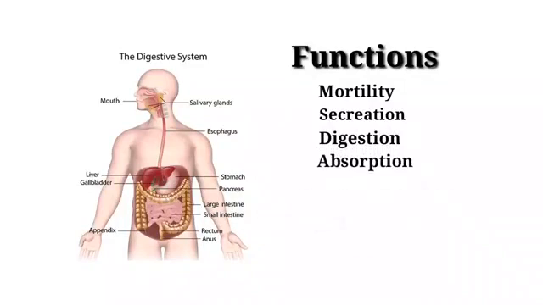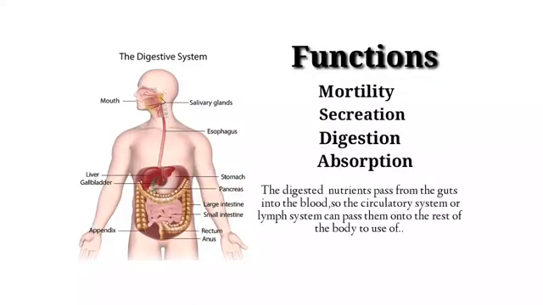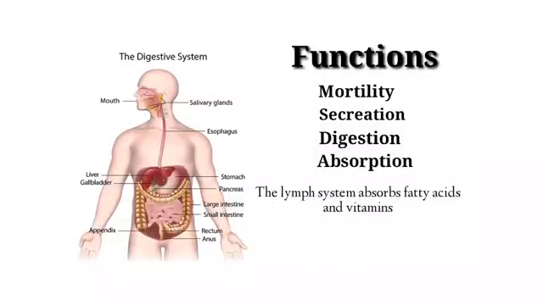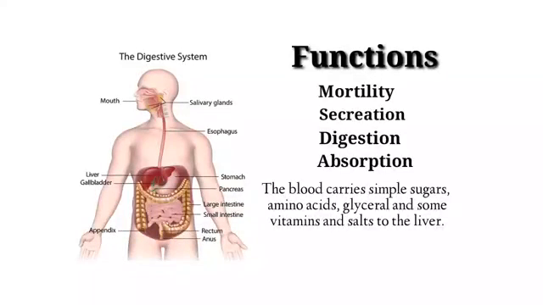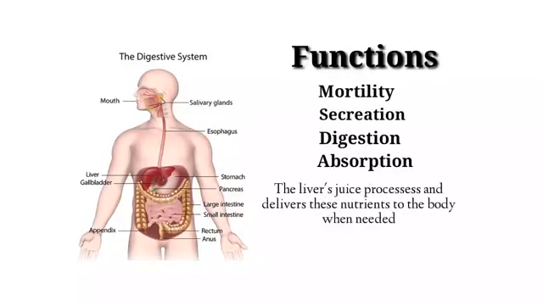Next is absorption. The digested nutrients pass from the gut into the blood, so the circulatory system or lymph system can pass them on to the rest of the body to use or store. The lymph system absorbs fatty acids and vitamins. The blood carries simple sugars, amino acid, glycerol, and some vitamins and salts to the liver. The liver stores, processes, and delivers these nutrients to the body when needed.